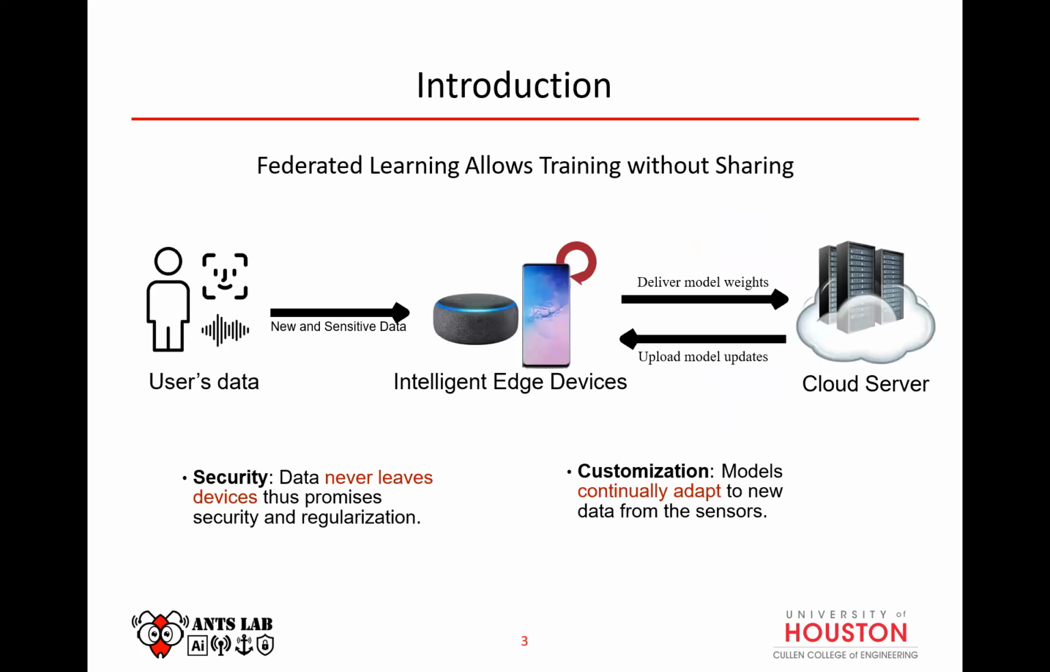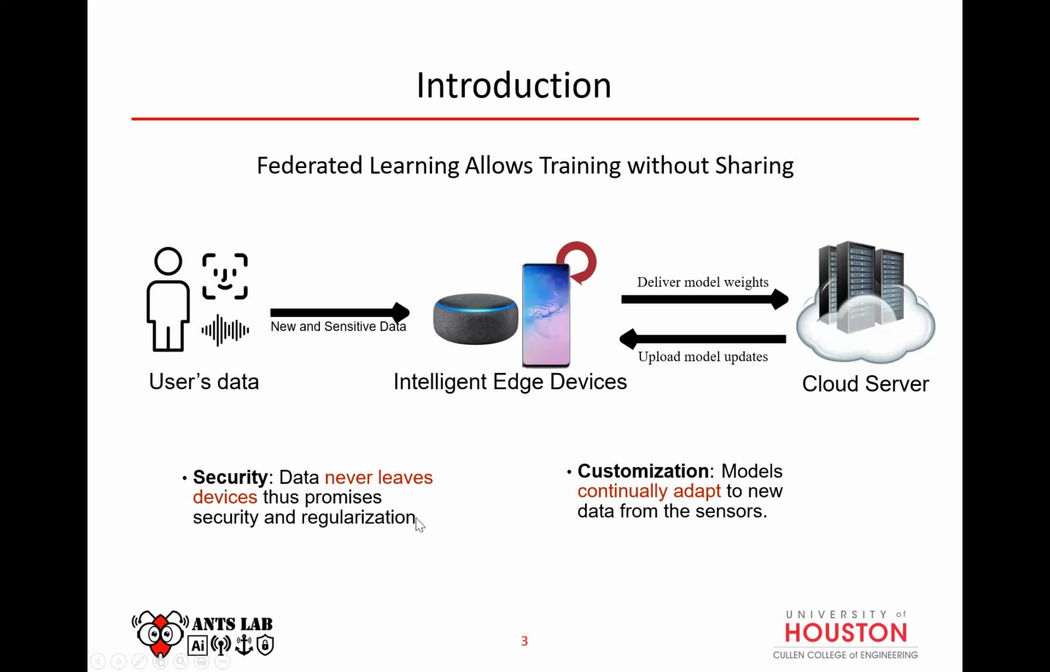So we know that federated learning is a very important machine learning paradigm, which allows training without sharing the personal data. The user's data can be sensitive in nature, so the users of the devices can use the data on personal devices like mobile phones or Alexa, etc. Continuous training is performed on the devices, and only the model weights or the parameter updates are uploaded to the parameter server, which can be a cloud server or an edge server. And the model updates are broadcasted from the server back to the devices.